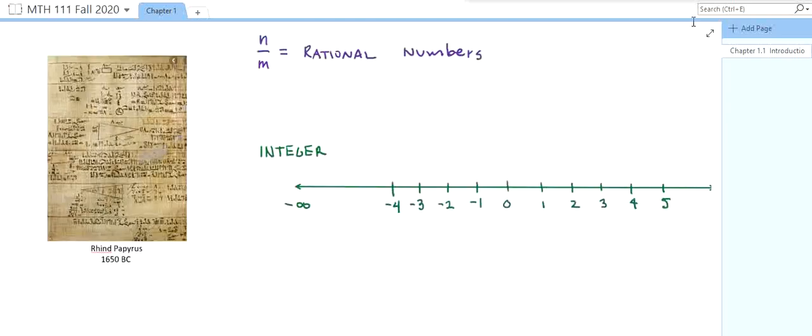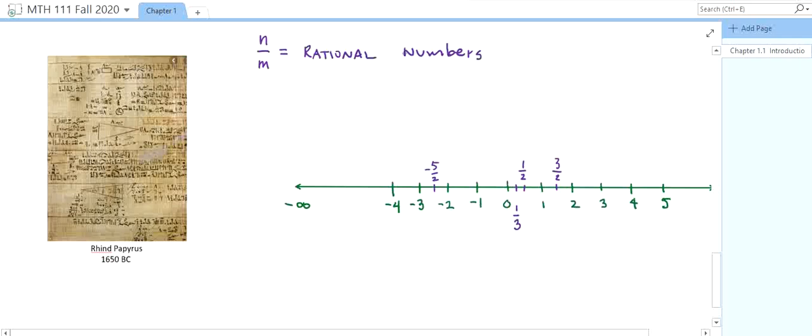So now we can add to our integers and add more ideas. We can add more numbers on here. For example, 1/2 or 3/2 or minus 5/2 or 1/3.